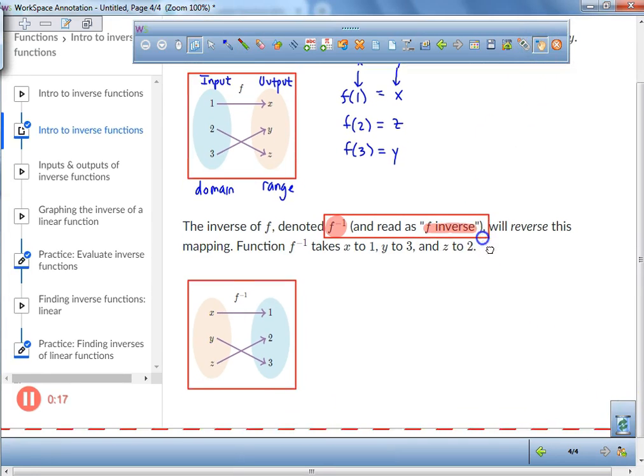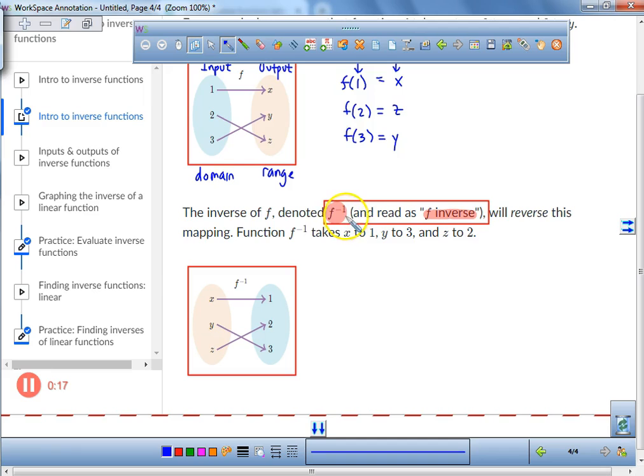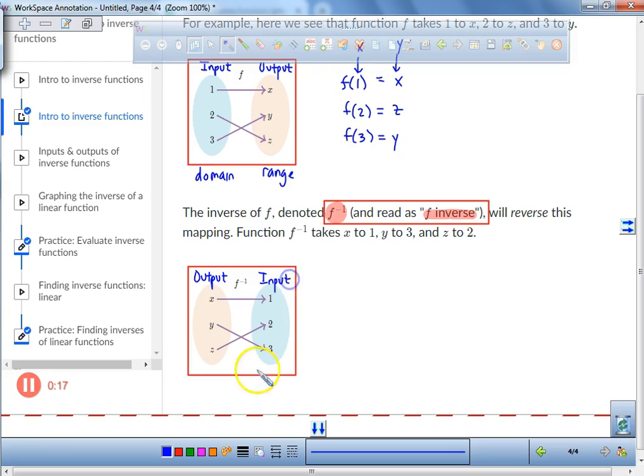All right, so what does that mean? When we're trying to find the inverse, now we've switched it. Now we are leading with our outputs to our inputs. So now all these values are our outputs, and they are leading to our inputs. So now you're starting with the range, and they're leading you to the domain. All right, so there you go. You've got your output leading to your input.